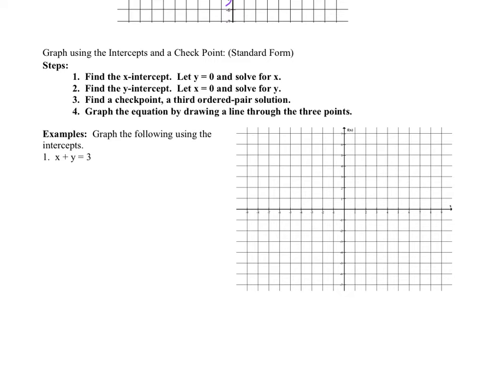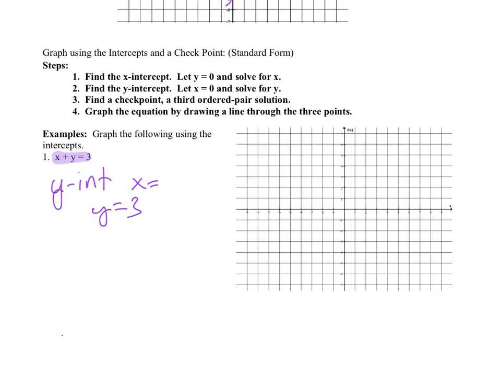All right, graph using intercepts and a checkpoint. If your equation is written in this form, with the two variables on one side and a constant on the other, one of the easiest things to do is to graph by intercepts. So what we do is if I set x equal to 0, I find where it's crossing the y-axis. This is called a y-intercept. So a y-intercept, x equals 0. If I plug in an x equals 0, I get y equals 3.